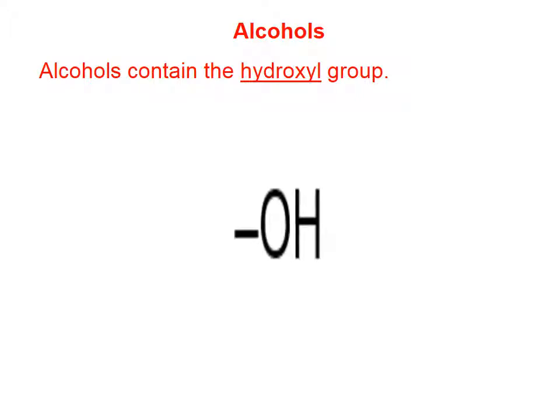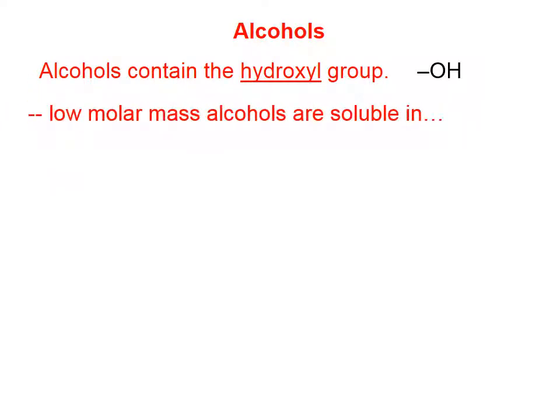Alcohols contain the hydroxyl group, which is an OH group. Now the difference between the hydroxyl group and the hydroxide group, which is also OH, is that the hydroxide group is an ion, and it's bonded ionically to some kind of cation, like the sodium ion, sodium hydroxide. The hydroxyl group is bonded covalently to other things, typically carbon atoms. While the hydroxyl and hydroxide are both OH, hydroxide is OH minus, it's an ion. The hydroxyl group is bonded covalently.